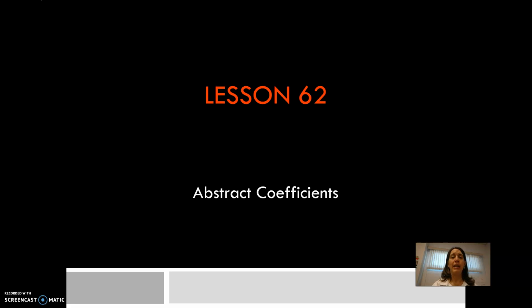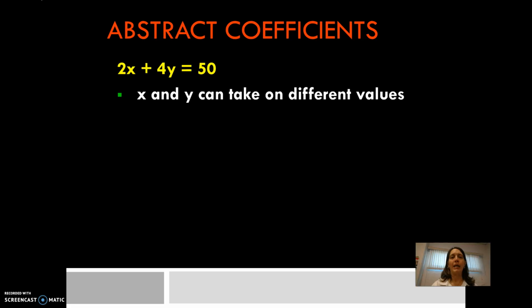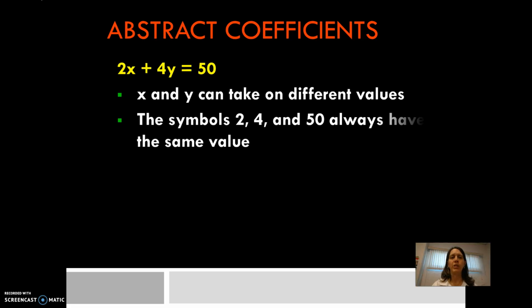Just to get you thinking along the right track of what we're doing in our lesson today, I want to review a basic equation with you. Something like 2x plus 4y is equal to 50. We know in that equation, the x and y can take on different values. They're called variables. They vary from equation to equation. Those numbers, however, 2, 4, and 50, are always going to be 2, 4, and 50. There's never anything different about them.